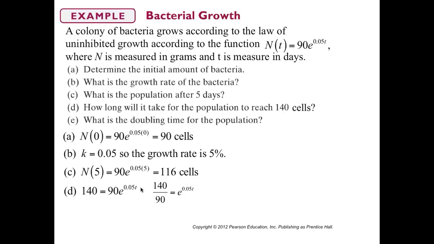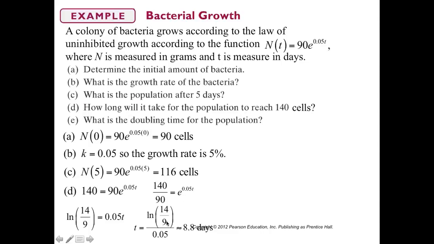So what we do is we just substitute t equals 0. And if we do that, we should know that anything to the 0 power is just going to be 1. 1 times 90 is just going to give you 90. The other thing to note is that the initial amount is always going to be this number in front of your e. So we know that we start with 90 cells.